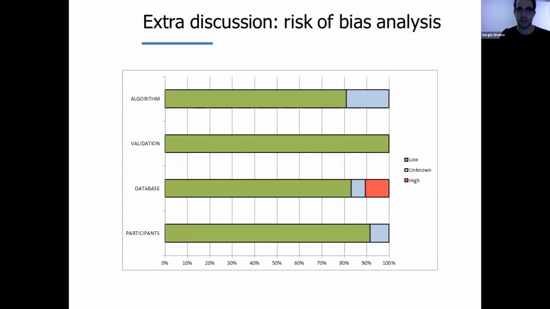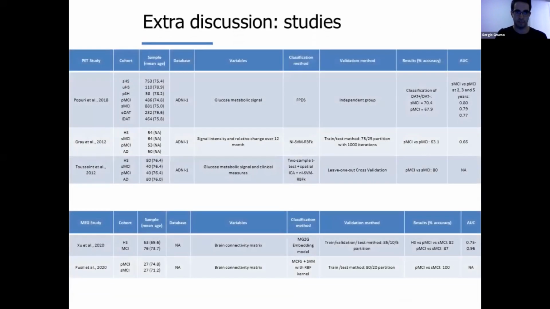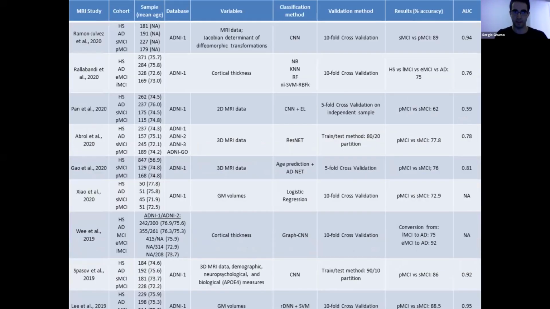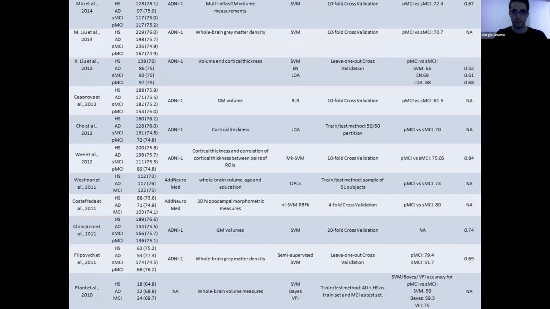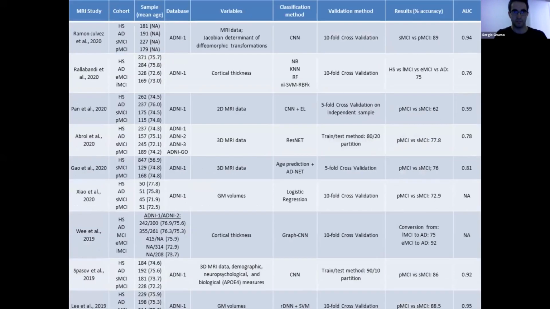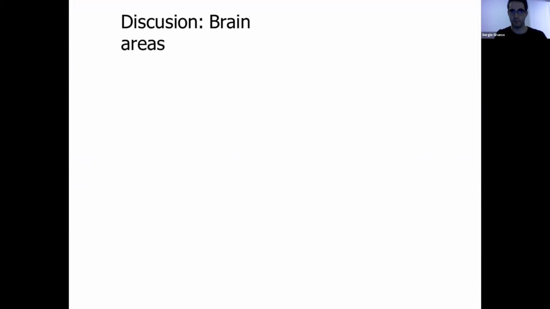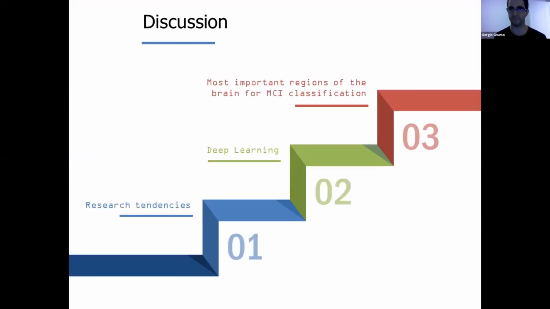And before the questions, I just want to say that here you have extra discussion points, like the risk of bias analysis I performed, and also that I have all the studies sorted by neuroimaging technique here. But for now, let's go back to the slide about the discussion points I think are more important of my research.